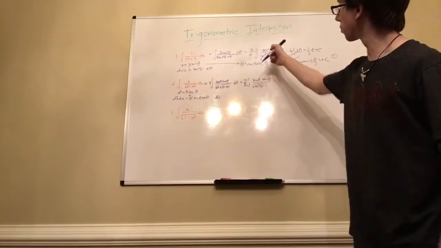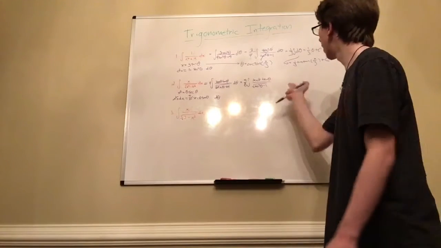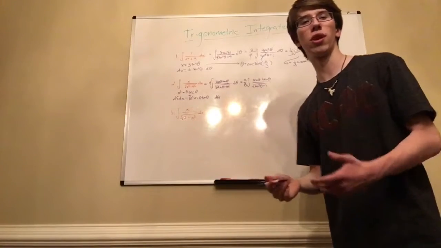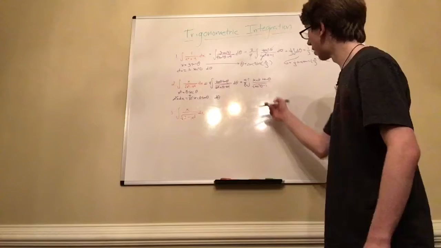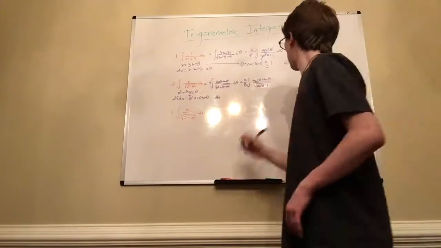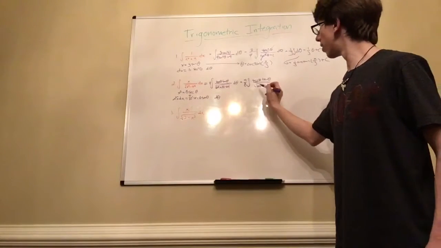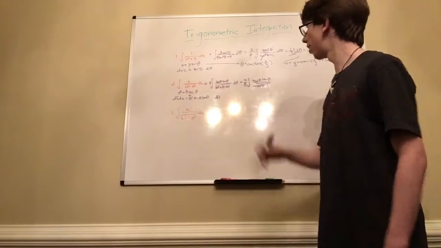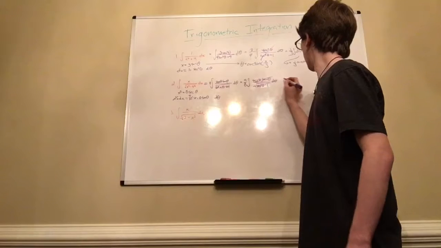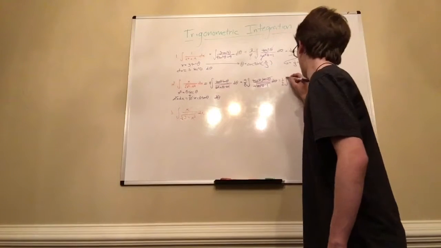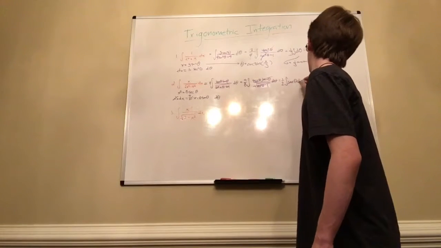Remember the relationship between secant theta and tangent theta is that tangent squared theta plus 1 is equal to secant squared theta. So that means that secant squared theta minus 1 is just tangent squared theta. We can cancel out the square root of secant squared theta minus 1, which is just tangent theta, with tangent theta. And now we're left with 1/2 integral secant theta d theta.